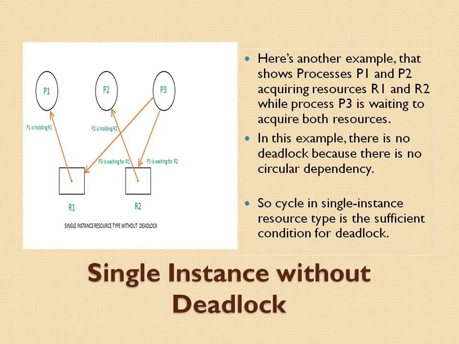In the previous example, whatever we have seen, a cyclic form was there, where P1 to R1, R1 to P2 and P2 to R2. Therefore, the cyclic form is there, so it is a deadlock situation. Here it is not a cyclic form. Therefore, it is no deadlock, but it is a single instance we have taken because there is only one dot inside the rectangle. So, a cycle in a single instance resource type is a sufficient condition for deadlock.